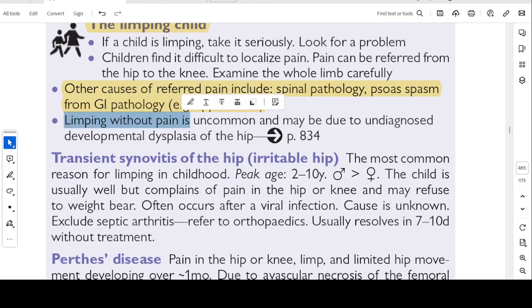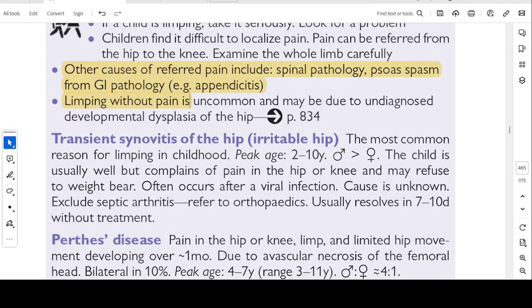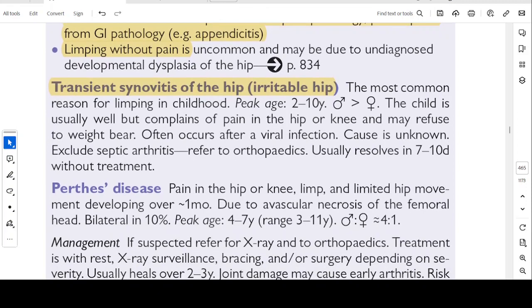Limping without pain is uncommon and may be due to undiagnosed developmental dysplasia of the hip. Okay, transient synovitis of the hip. The most common reason for limping in childhood, peak age is 2 to 10 years. Males more than females. The child is usually well but complains of pain in the hip or the knee and may refuse to weight bear.